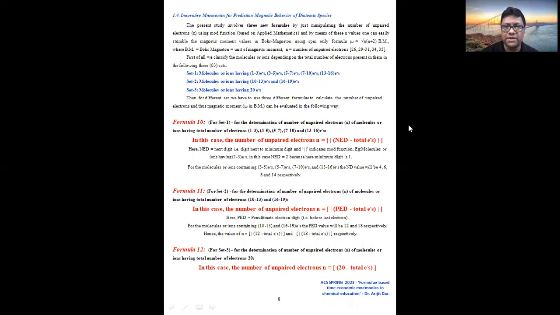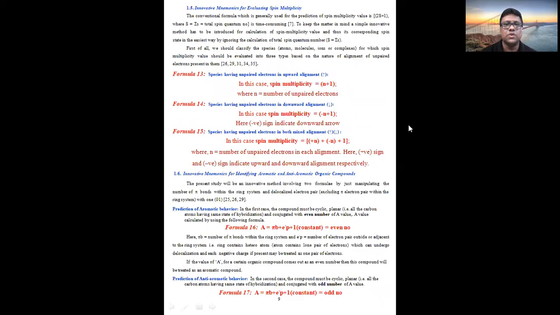Next electronic digit. So for 1 to 3, the minimum digit will be 1, so the next digit will be 2. For formula 11, we use mod of PED minus total electrons, where PED stands for penultimate electron digit, that is the digit before the last digit. And for the final set 3, we use the formula 20 minus total electrons to get an value.